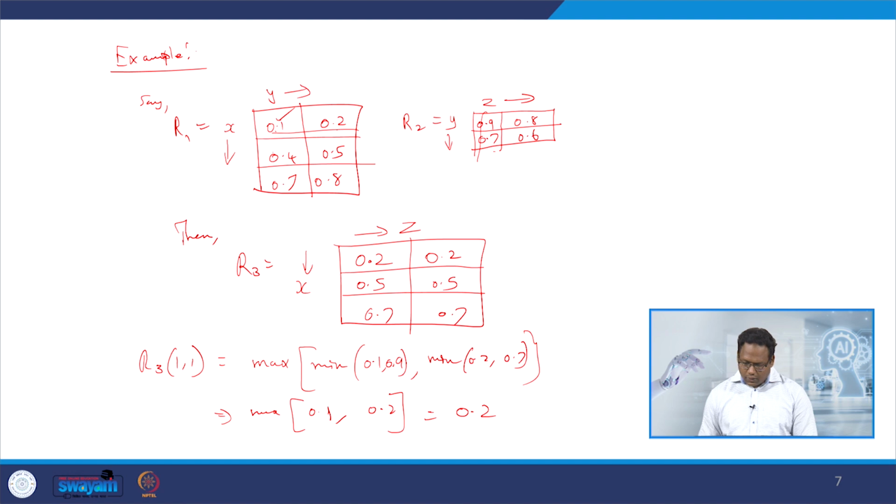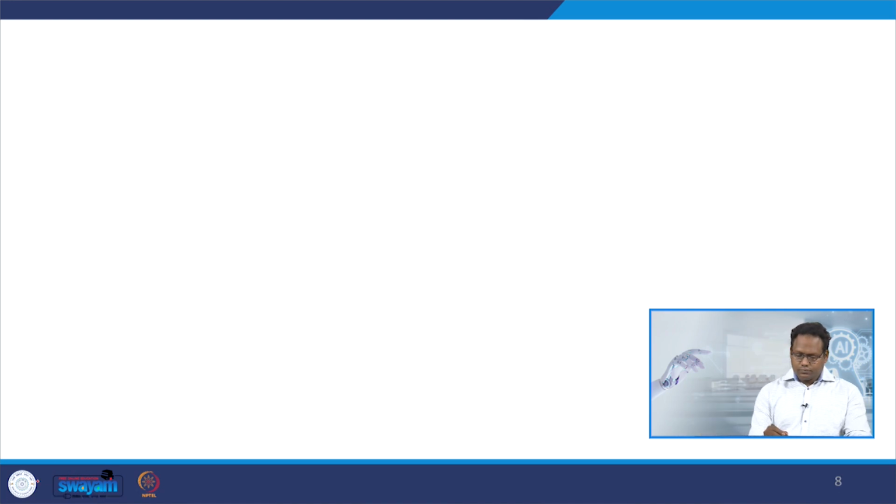Now, let us talk about the fuzzy max product composition operation. Okay, let us see that now. Fuzzy max product composition operation.